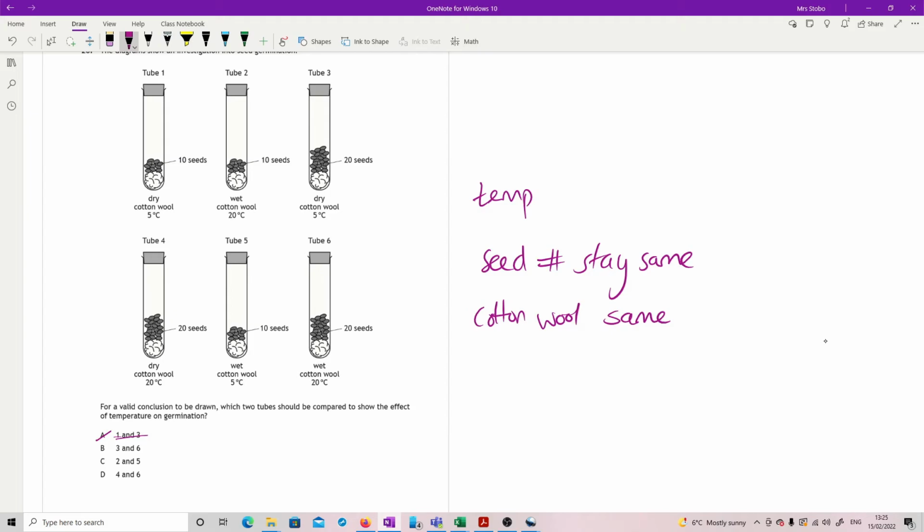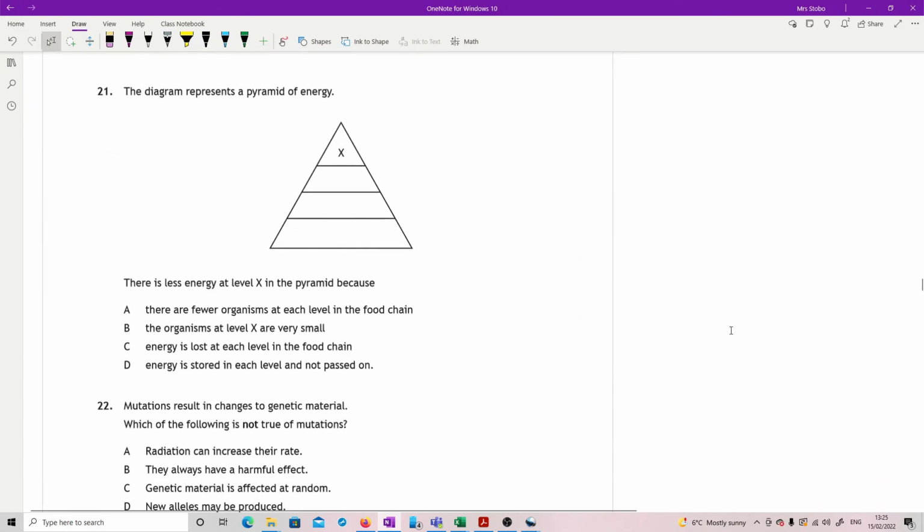3 and 6, we've got the same number of seeds. We've got dry and wet cotton wool though. We have changed the temperature, but we've changed the cotton wool, so therefore we don't know if it's moisture or temperature, so not that. 2 and 5, we've got wet cotton wool, 10 seeds, 5 degrees and 20 degrees. So 2 and 5 works. And just to be clear, 4 and 6 don't work because we've got dry cotton wool, wet cotton wool, and the temperature is the same, so it's got nothing to do with that. Apologise for the slight waffle in that one.